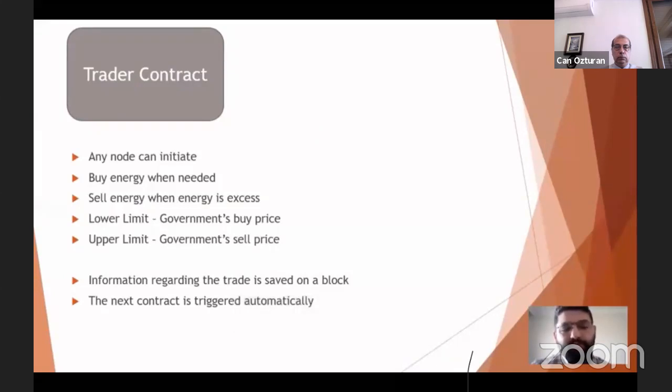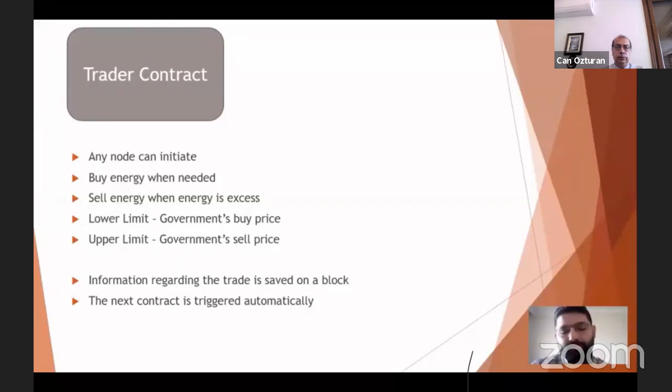It is the government's buy price of electricity. There is an upper limit, which is the government's sell price, so that nobody buys electricity at a higher price than the government. During this trader contract, the information regarding the trade, like the seller and the buyer and their relevant balances before and after the trade, is saved on a block.